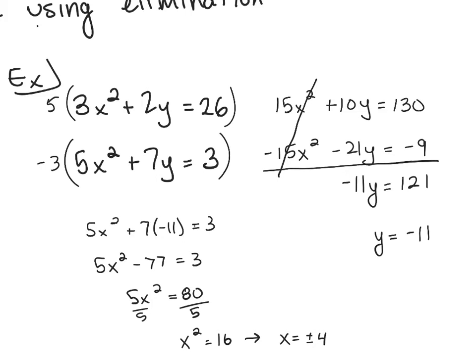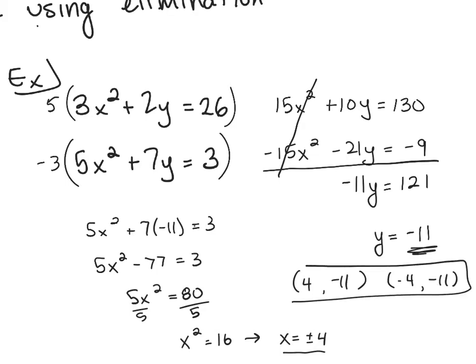So the situation we have here is we have two x values, positive 4 and negative 4, but both of them have the same y value of negative 11. And again, it wouldn't be a bad idea to check answers.